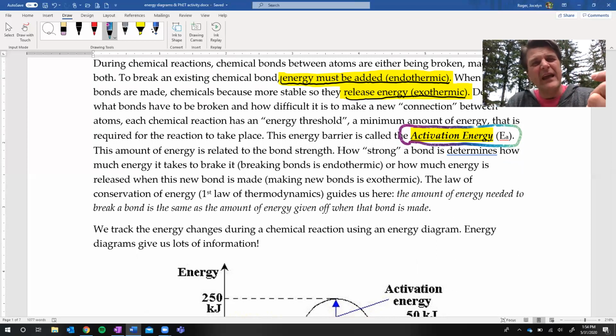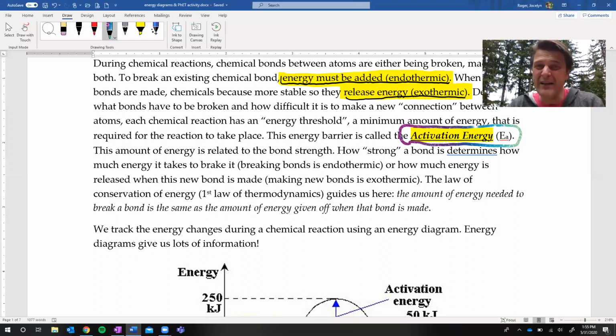So if you have a chemical bond, say between a hydrogen and an oxygen atom, and this bond has a certain amount of energy, the bond energy, you need to put that much energy to break the bond. And when the bond is made, you get that exact same amount of energy back. So it's the same process, but in reverse, and therefore it's the same amount of energy.